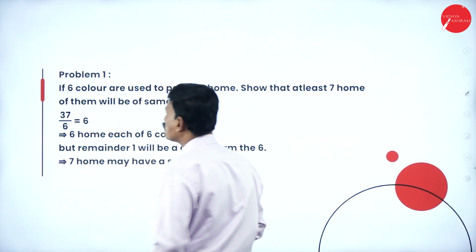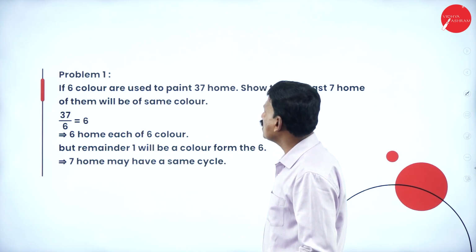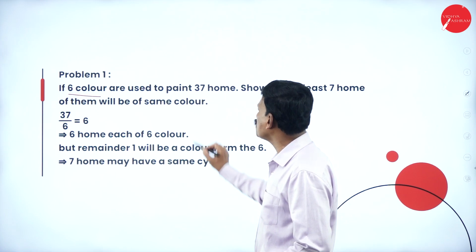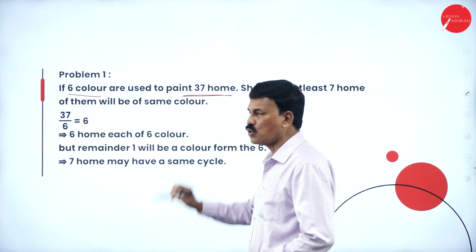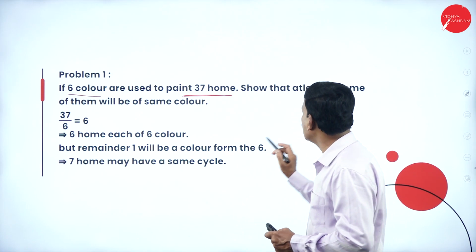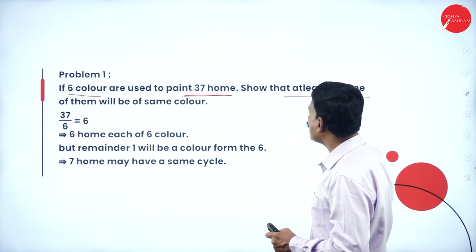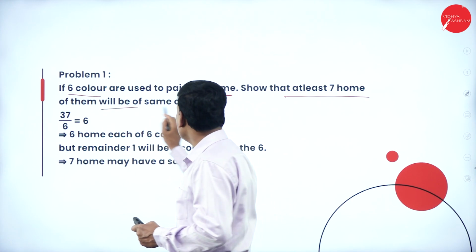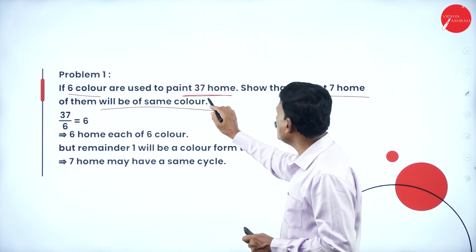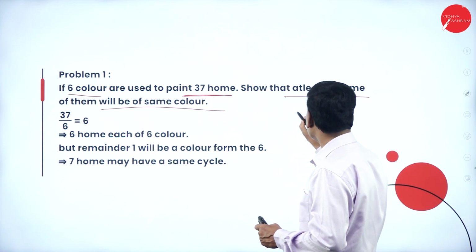Now let us come to this problem. 6 colors are used to paint 32 homes. So we are going to paint the homes using 6 colors. Show that at least 7 homes will be the same color. This is a simple concept.